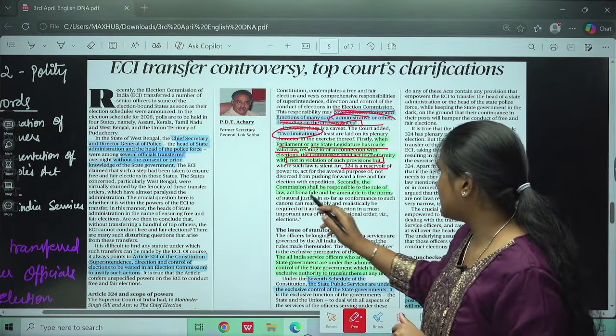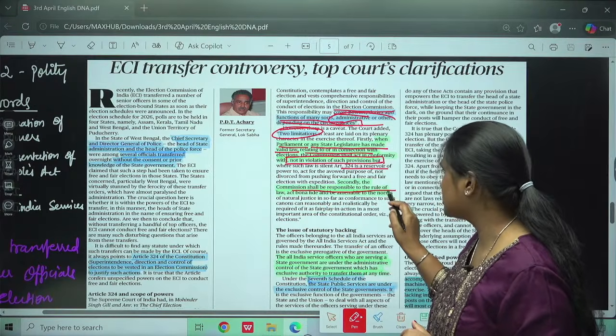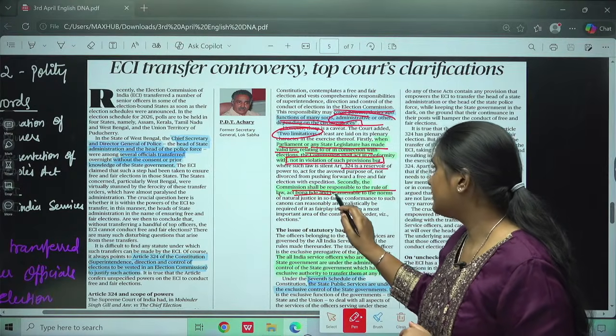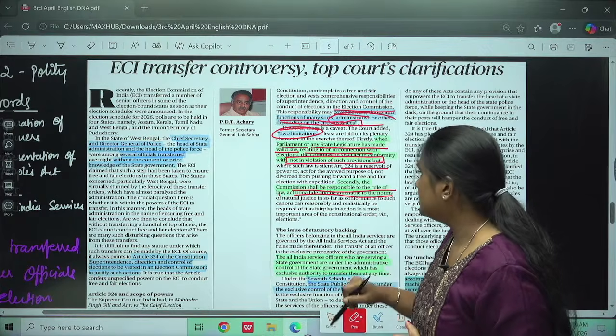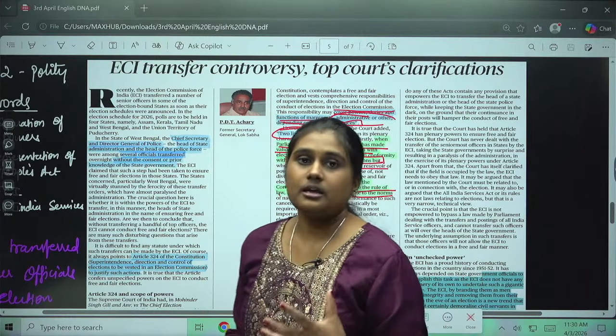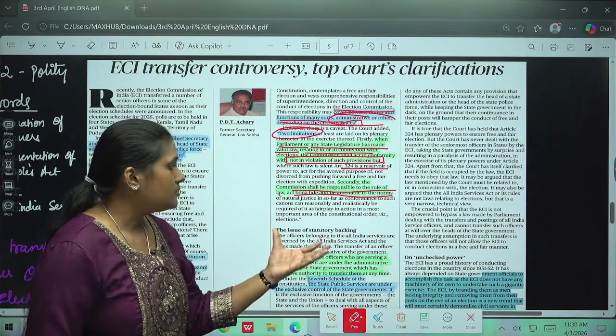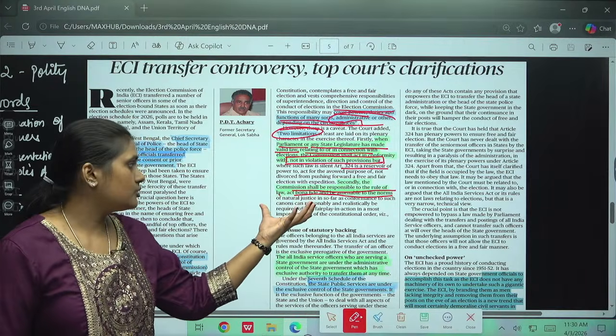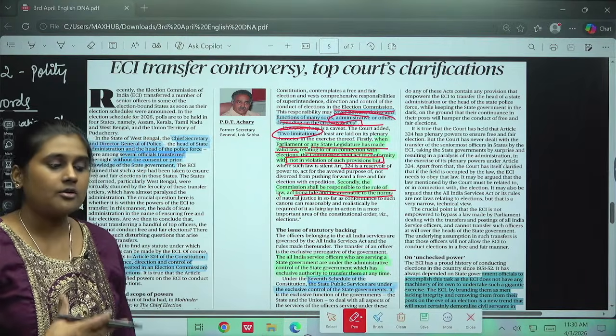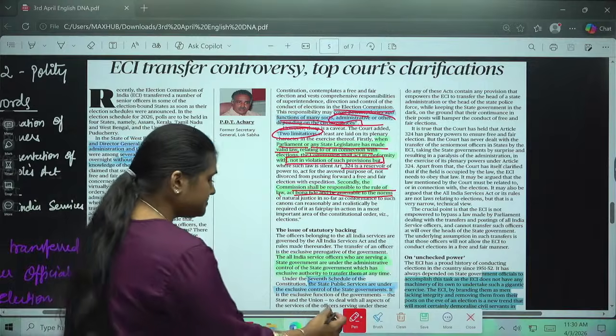And the second thing is that the commission shall be responsible to the rule of law, act bona fide and be amenable to the norms. So here they will have certain norms and they will be responsible to the rule of law. They are not superior here.